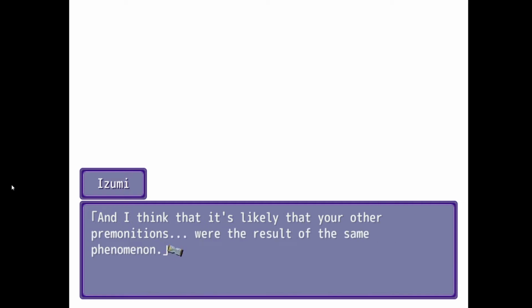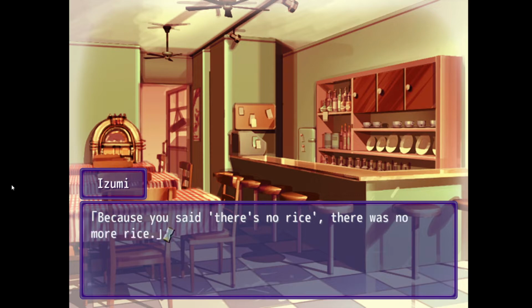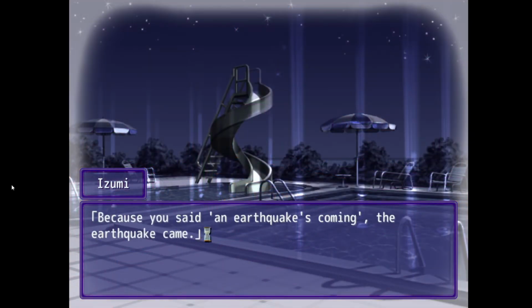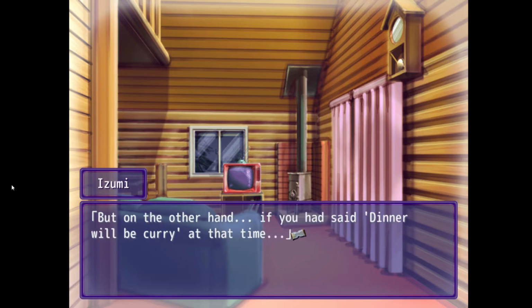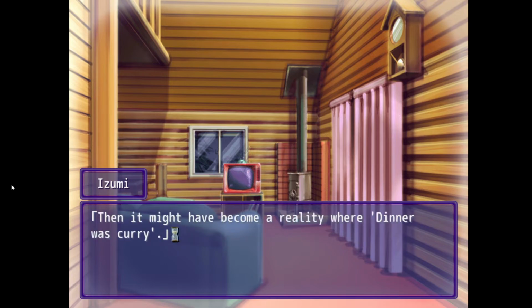And I think that it's likely that your other premonitions were the result of the same phenomenon. Because you said there's no rice, there is no more rice. Because you said an earthquake is coming, the earthquake came. Because you said dinner will be meat and potatoes, dinner became meat and potatoes. But on the other hand, if you had said dinner would be curry at that time, then it might have become a reality where dinner was curry. That's correct.